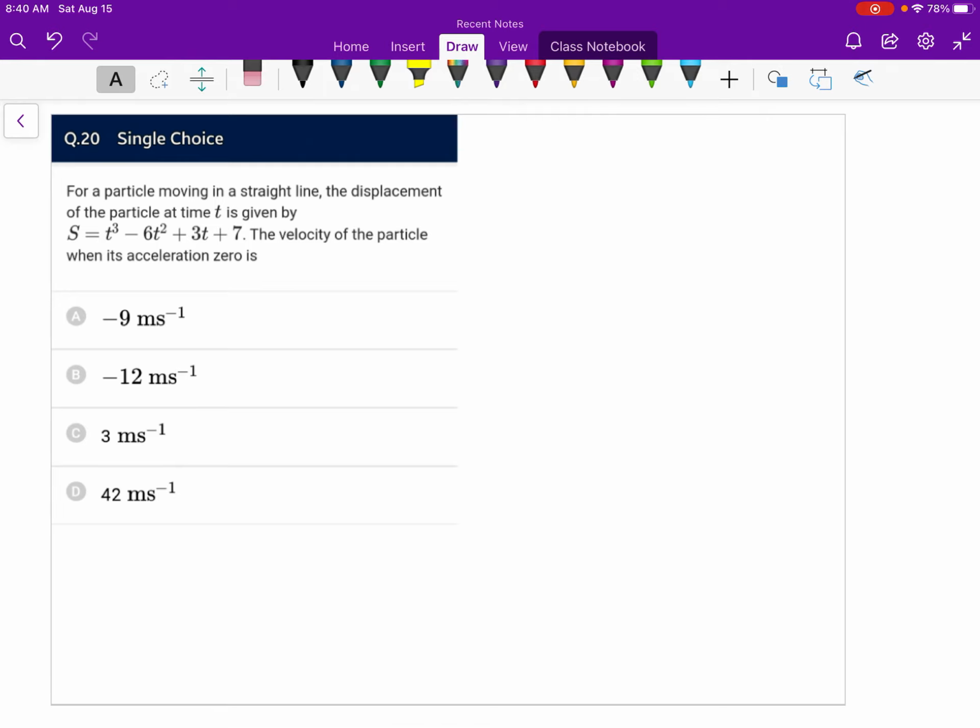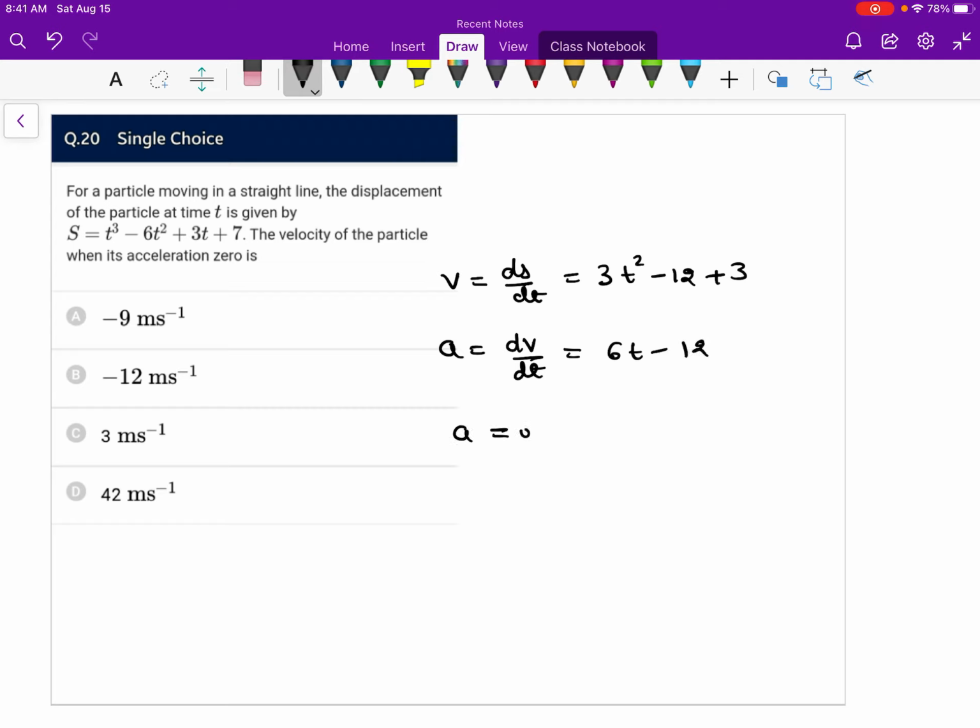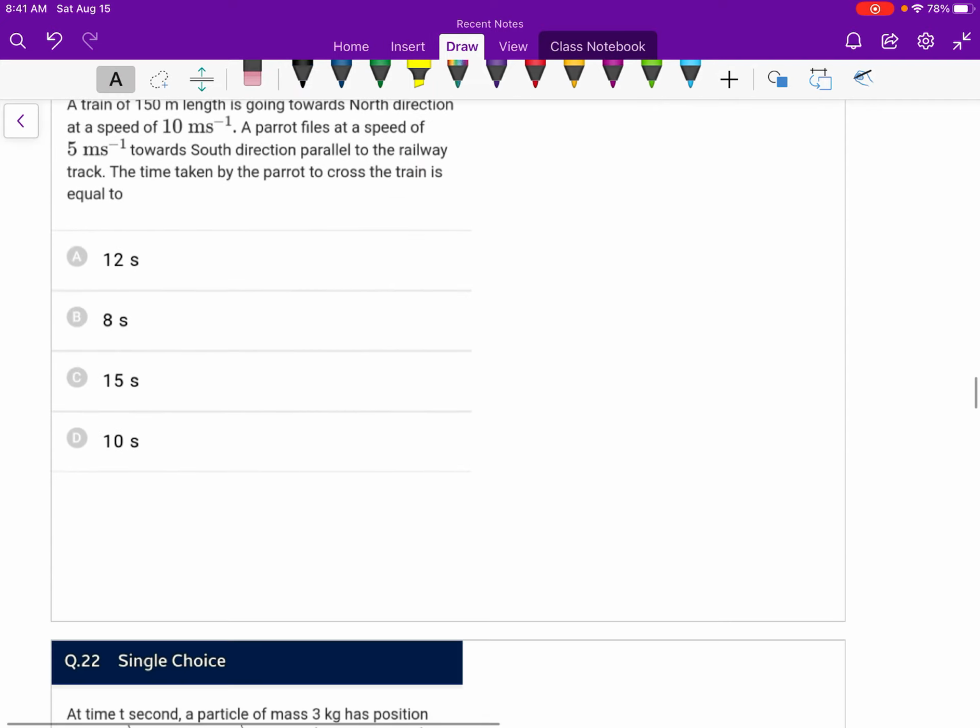For a particle S is this, the velocity of particle when acceleration is 0. So velocity is ds by dt, that is 3t square minus 12t plus 3, and acceleration is dv by dt, which is 6t minus 12. So acceleration is 0 when t is 2 seconds, and velocity at t equals 2 seconds is 4 3s are 12 minus 24 plus 3, so that is minus 9... so the velocity of the particle when acceleration is 0 is 3 meters per second.